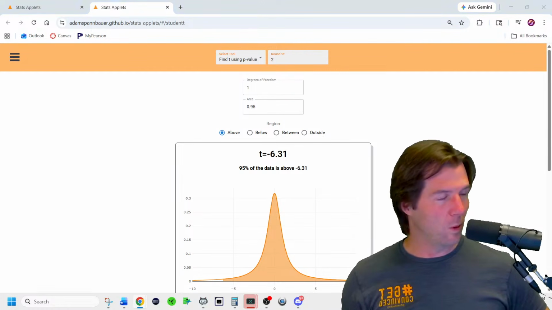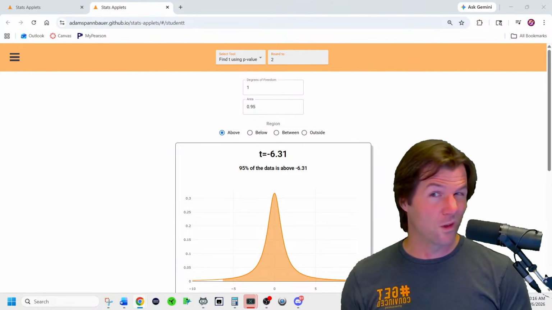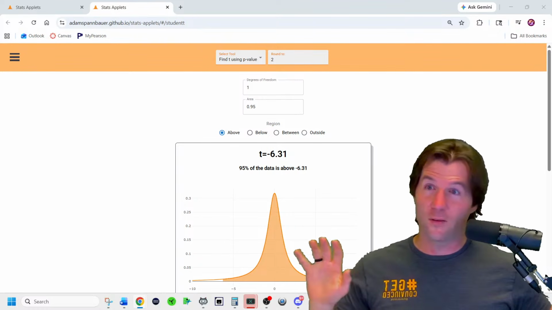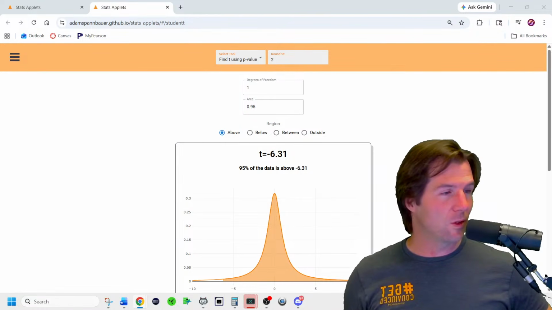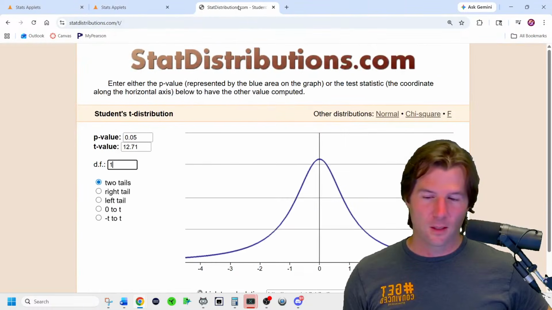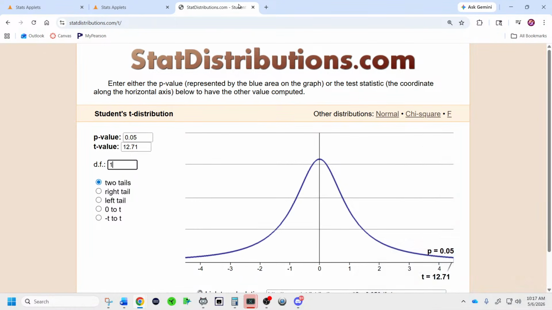I actually have a more favorite applet. Is that the right word? I don't know. Statdistributions.com really shows it, because I love Adam's applet. It's great. But when you go to this t right here, I want you to look at the t with 1 degree of freedom. The t with 1 degree of freedom is really smashed down. I like to say Mr.